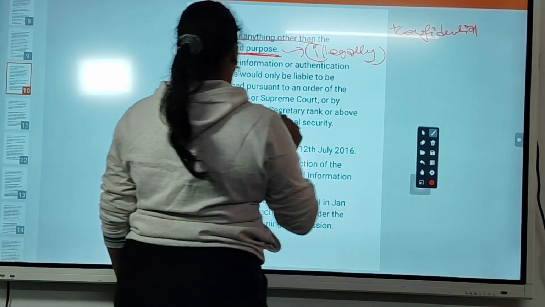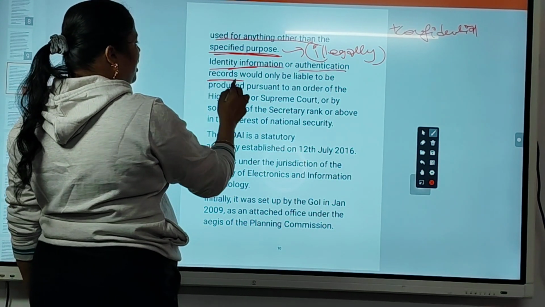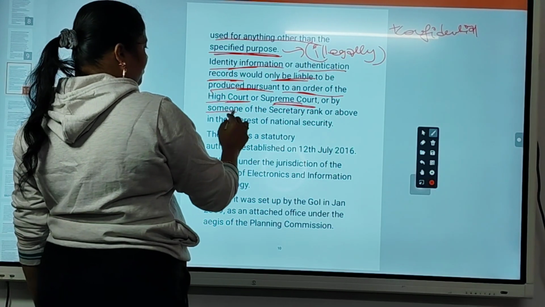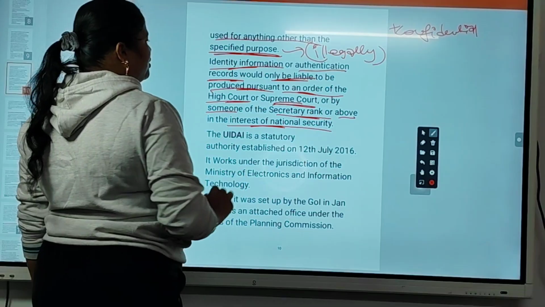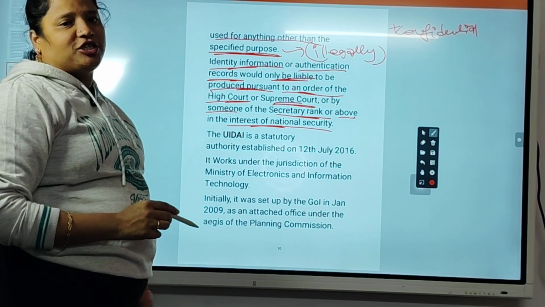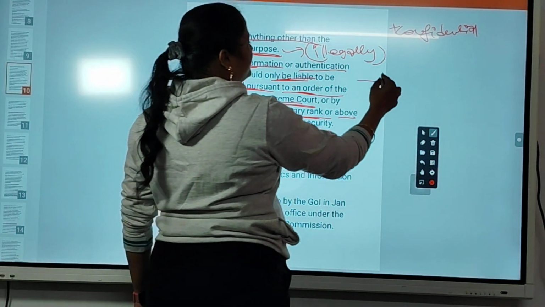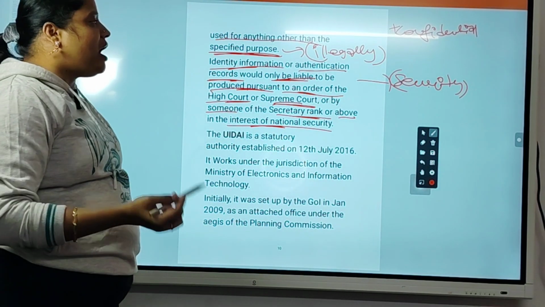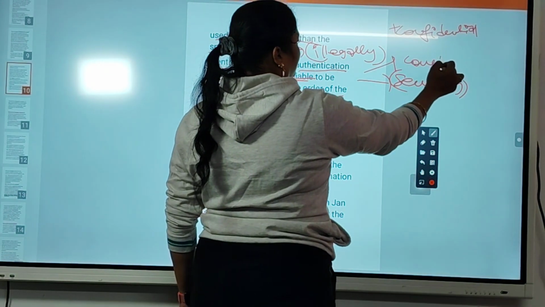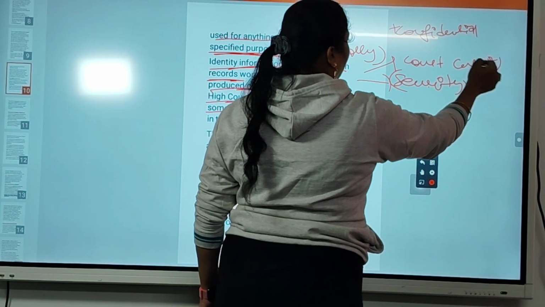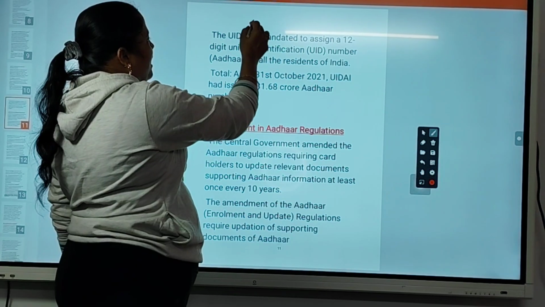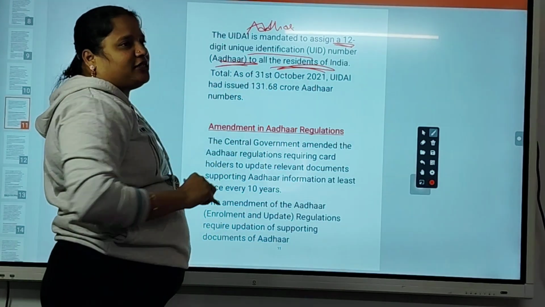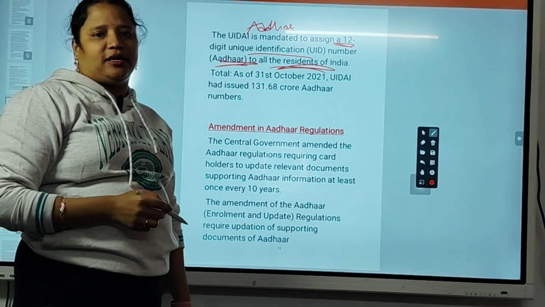That is very important. Identity information or authentication records would only be liable to be produced pursuant to an order of the High Court or Supreme Court, or in the interest of national security. So identity information authentication is only revealed in security issues of the government, not for other purposes, or when the court asks. Culprit information must be provided on an immediate basis. So the Aadhaar is a 12-digit mandatory code for all residents of India. These are all about Aadhaar rules.